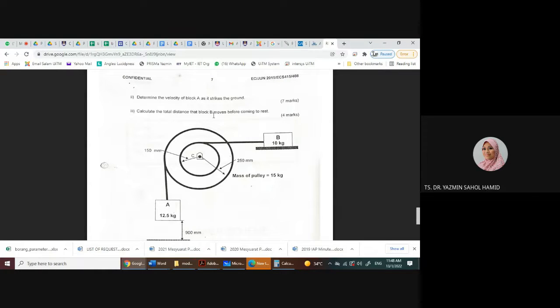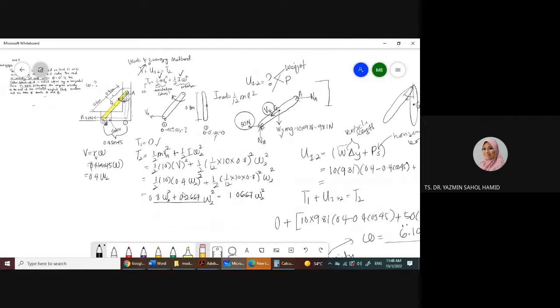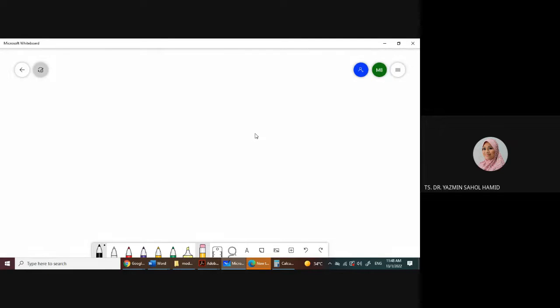Obviously when you see this kind of question, it's a simple question, but let's see whether you can answer it. Did you sketch the diagram already? I have not, I need to sketch it also. Let me sketch it. This is an example from June 2015. Let's draw a circle first.